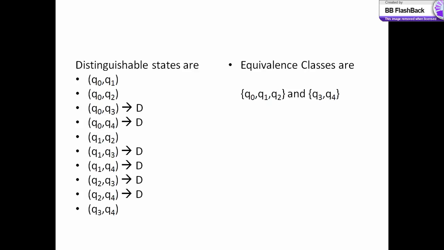So we are considering two classes here. One class contains all the states that are non-final, and the other class contains the states that are final. So the non-final states are put into one class and the final states are put into another class.